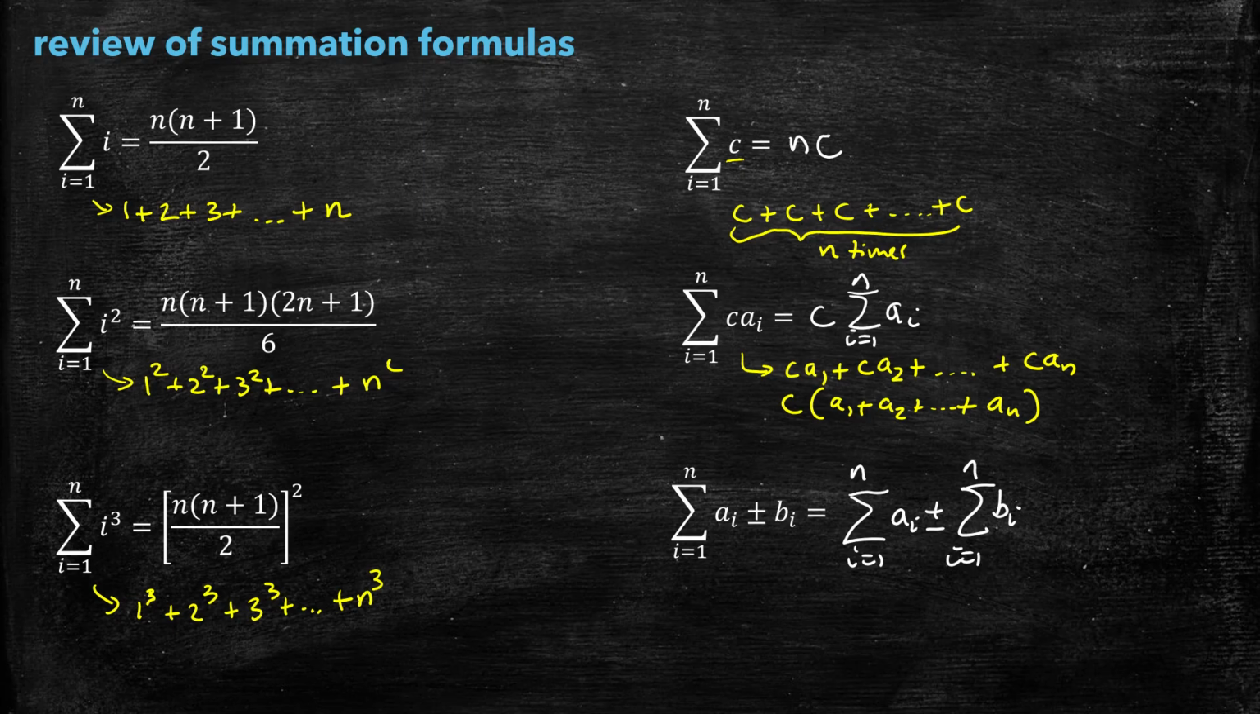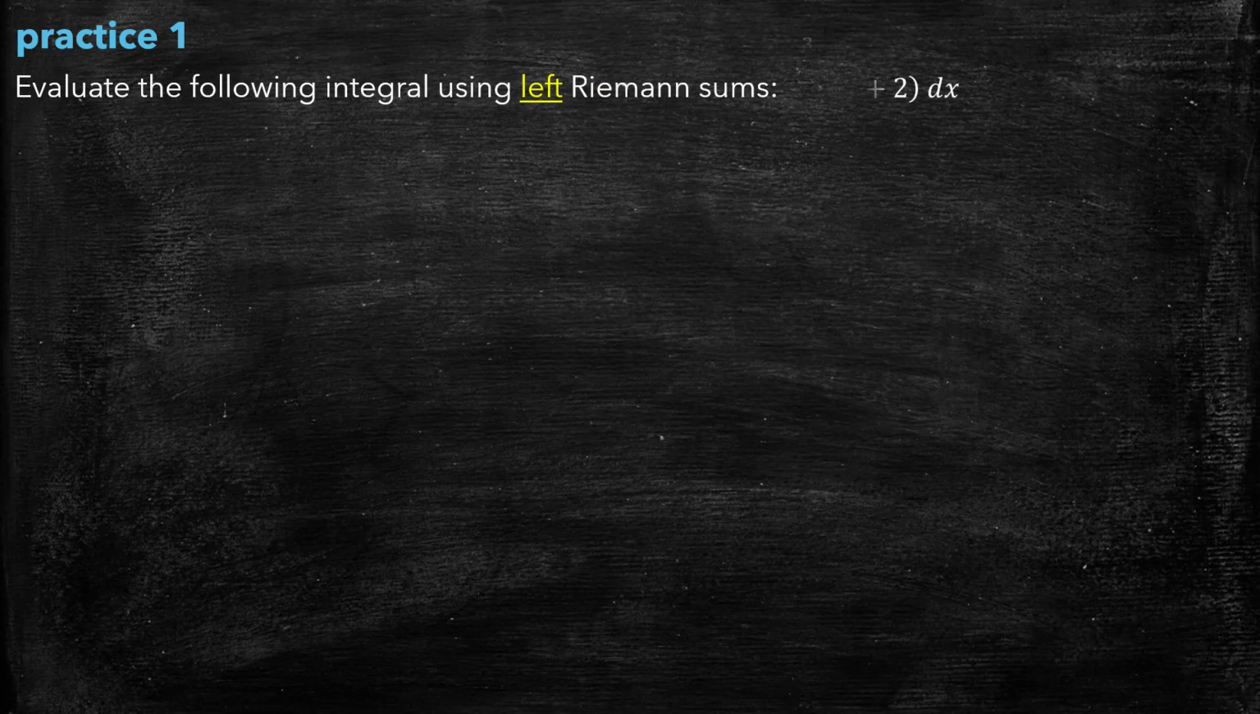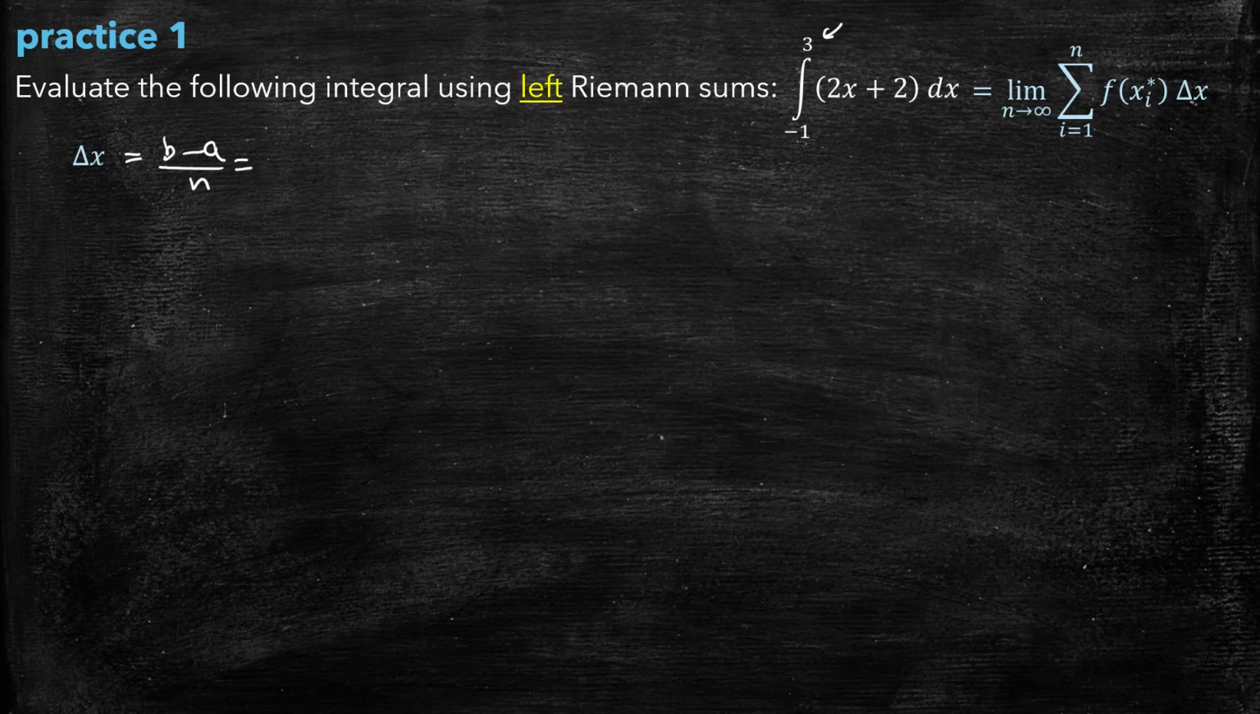So for our first practice problem, we're going to evaluate the definite integral using left Riemann sums for demonstration purposes, even though we prefer to use right Riemann sums. We'll do this once. So by definition, we need to calculate this particular limit. We're going to take it in stages. First of all, we find delta x. Delta x is (b minus a) over n. b is 3 and a is -1. So 3 minus -1 over n, which is just 4 over n.